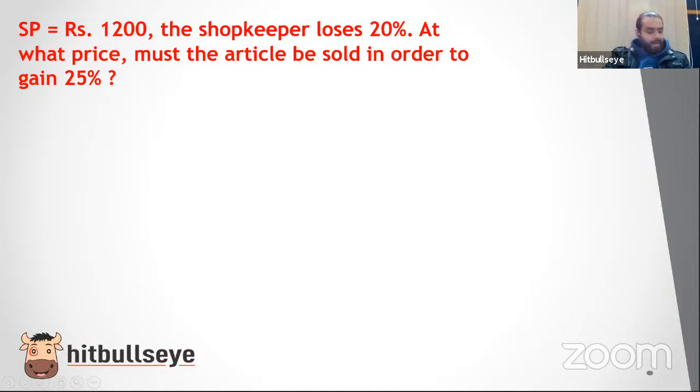The first question. So I'll directly come out with the first question. The selling price is rupees 1200. The shopkeeper loses 20%. Now, at what price must the article be sold in order to gain 25%? You have to understand the language of the question.